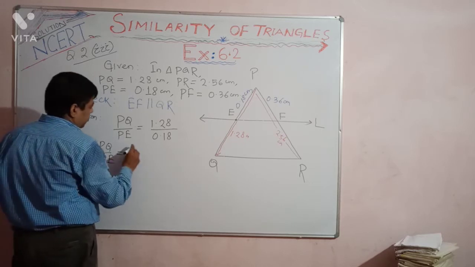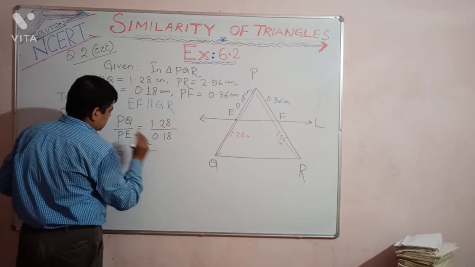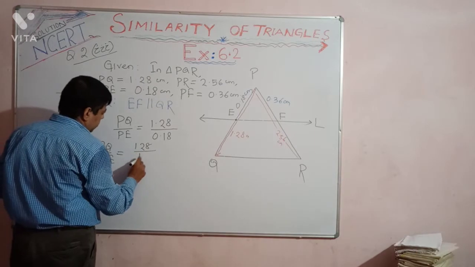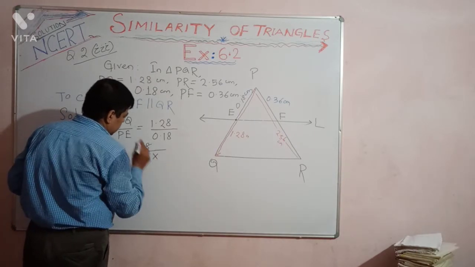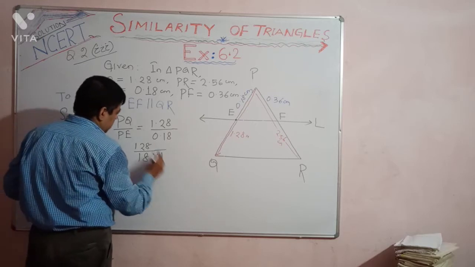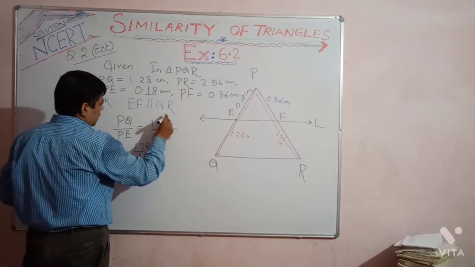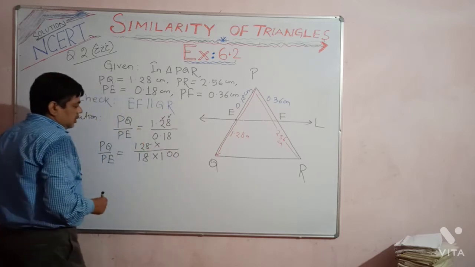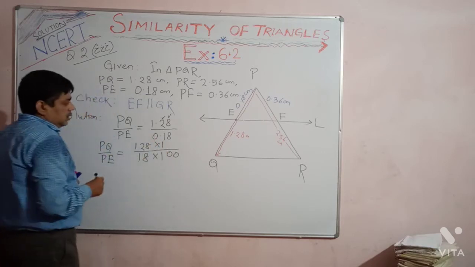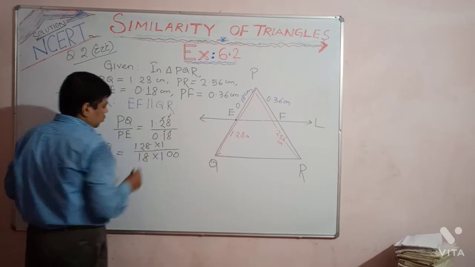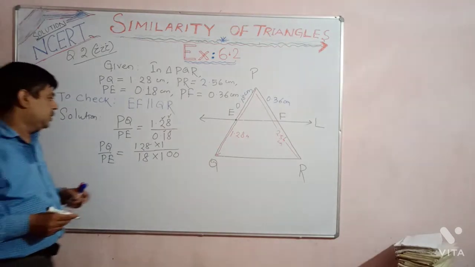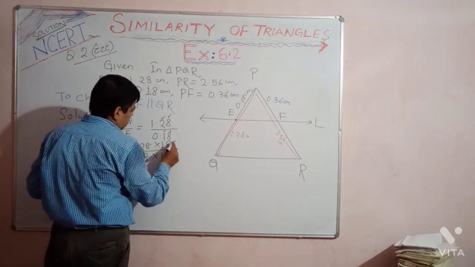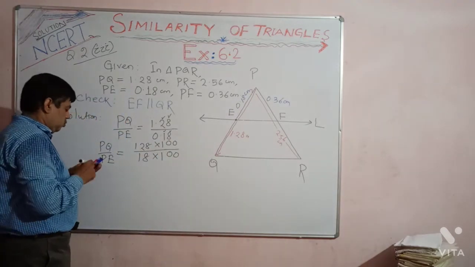What is given? 1.28. Remove the decimal point. The number is 128. The denominator is 0.18. Remove the decimal. The number will be 18. Understand? Then give the into sign in the denominator, write 1. You see the decimal part contains 2 digits, so put 2 zeros here. Similarly, in the numerator, give the into sign, write down 1, and the denominator 0.18 has 2 digits in the decimal part, so you have to put the same number of 0, right?